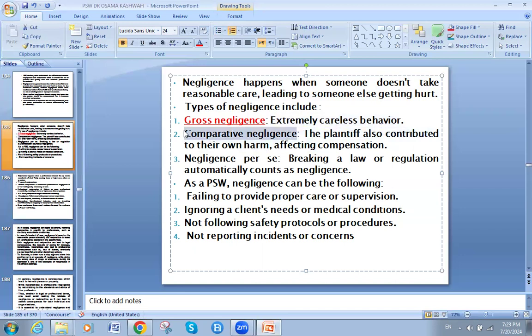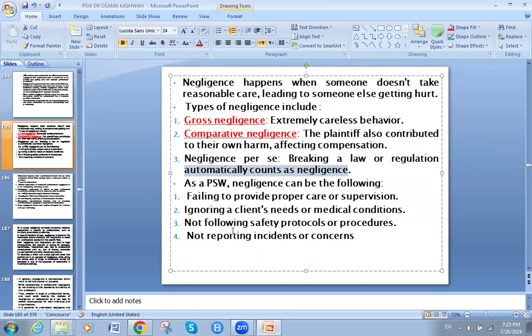Comparative negligence. So what is this? It's not like gross, but still negligence as well. The plaintiff also contributed to their own harm, affecting compensation. Compensation means that you have to do what's supposed to be done for the patient. Okay, negligence per se. This means breaking a law or regulations automatically counts as negligence. As an example, let's say that smoking is very harmful for the patient, and you are sitting in front of the patient and you smoke. This is a big problem.